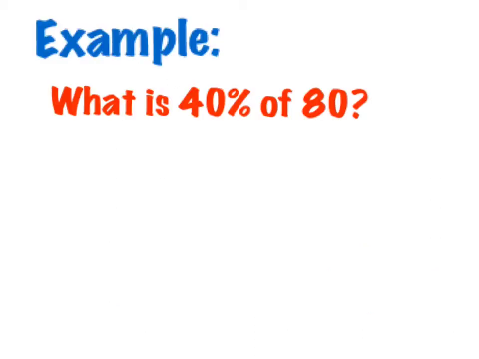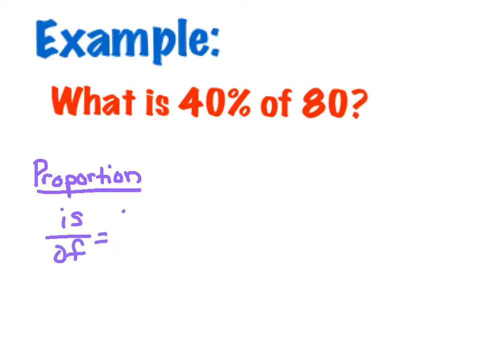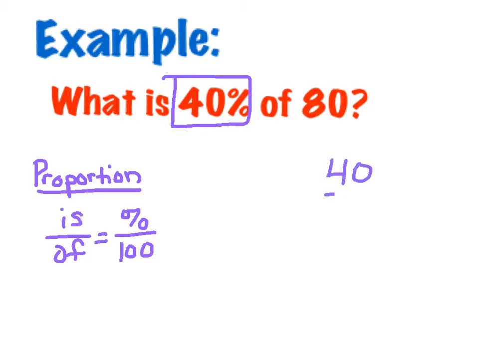Okay, so first of all, I'm going to look at the problem, what is 40% of 80? So my first way I'm going to solve this is I'm going to look at it as a proportion, in which I'm going to figure out what is the is over the of and equal that the percentage over 100. So the first thing, let's look at the percentage over 100. So I find where my percentage is, in this case 40%, and change that into 40 over 100. I would do this first, so that way I've used the 40%. Then I go on to look at the rest of the problem.